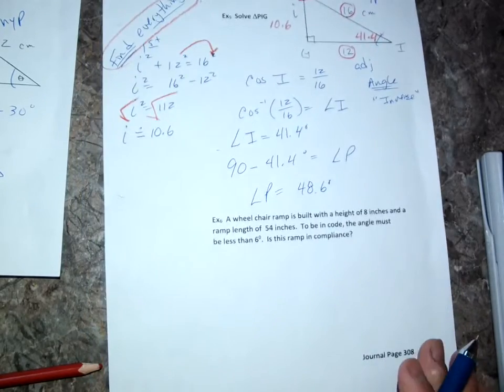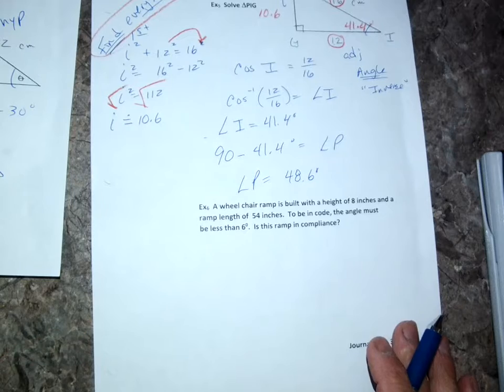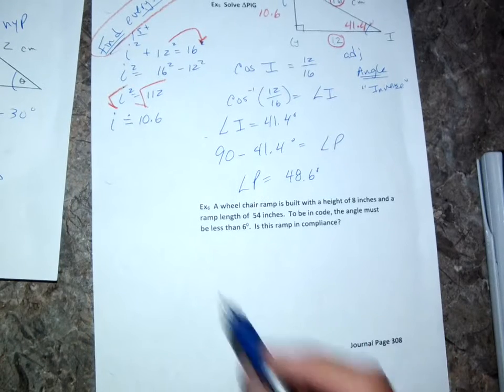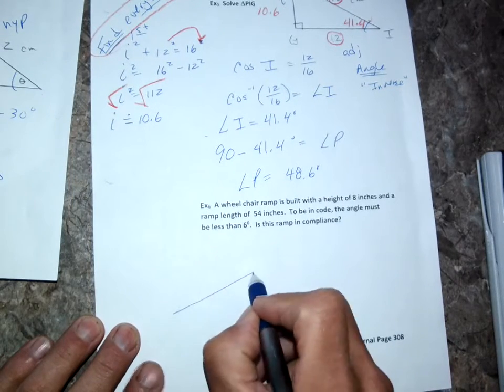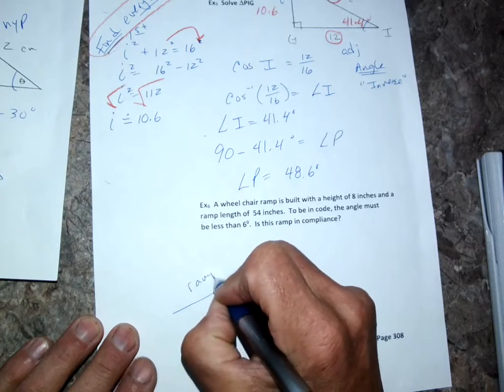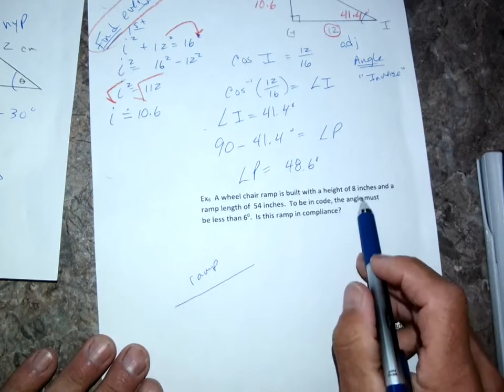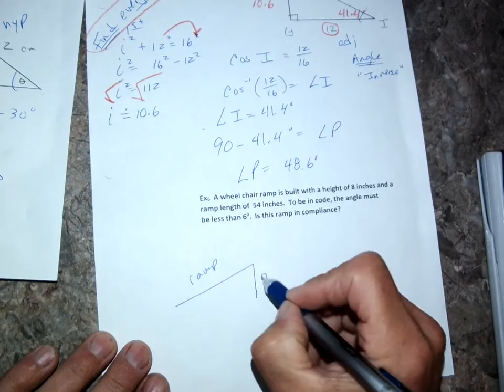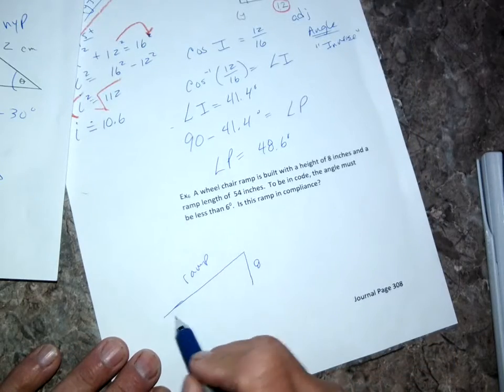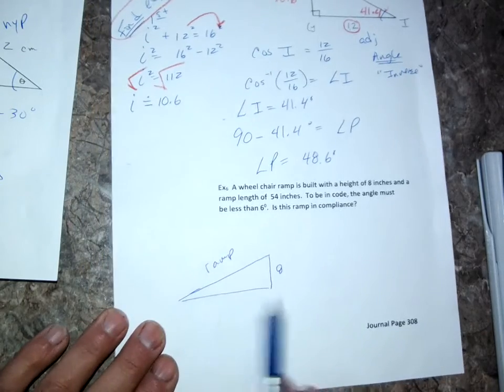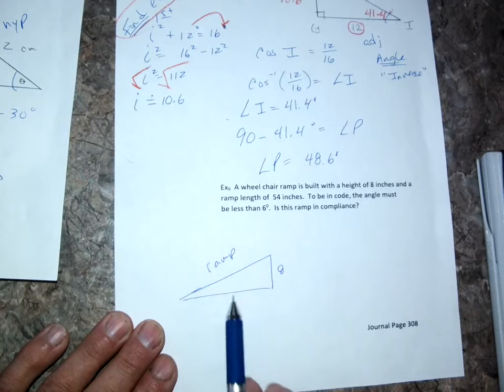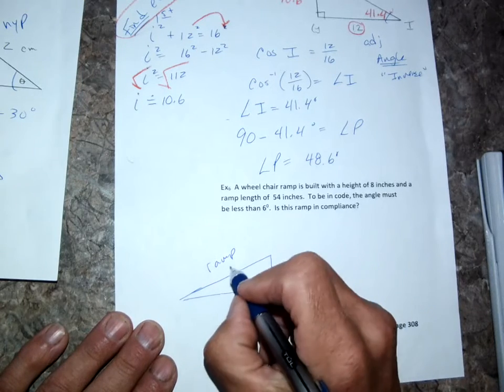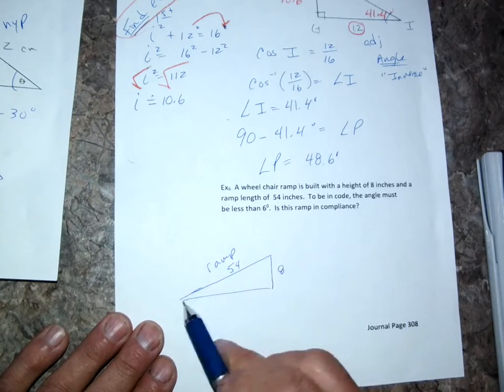Now, last but not least, the wheelchair ramp. The ramp is this. A lot of kids mess this up. That's the ramp. It's built with a height of 8 inches and a ramp length of 54. This is not the ramp length. A lot of kids miss this on the test because this problem will be on the test. But the ramp is here. Does that make sense? That's the ramp.